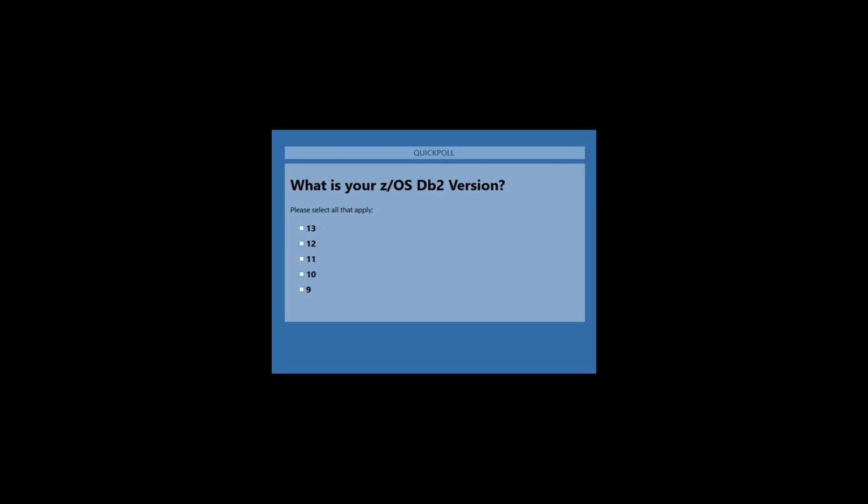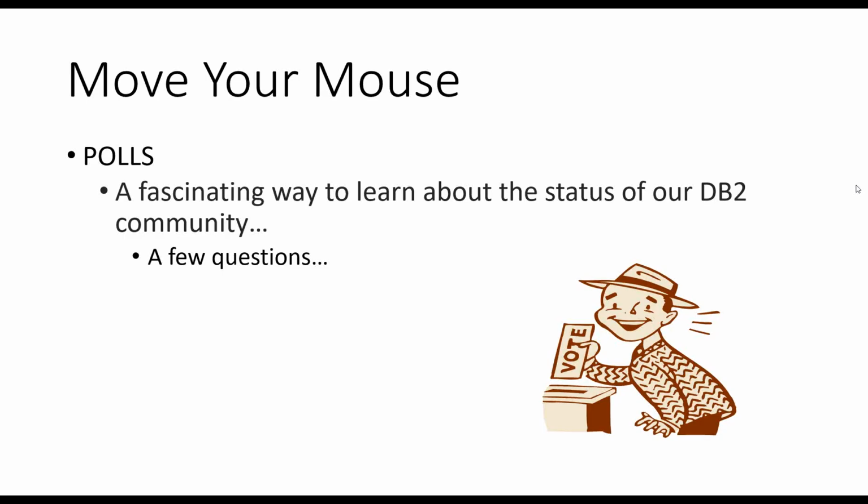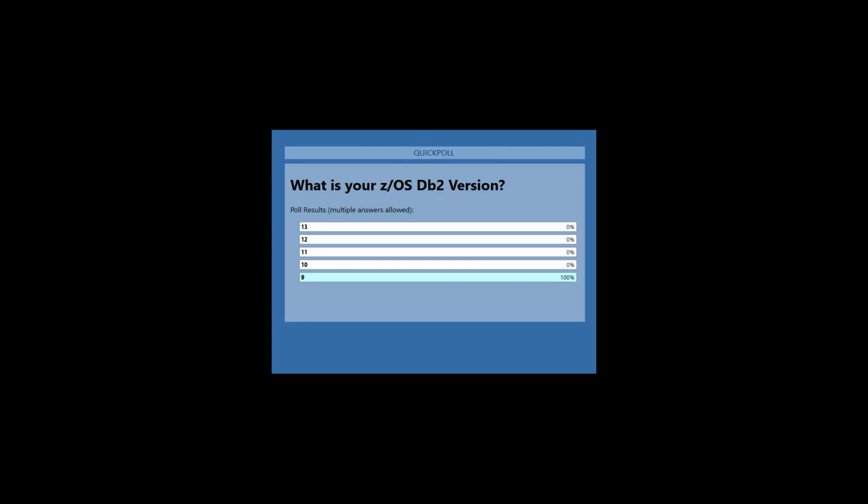Okay, let's look at what you're running on Z. If anybody is from Z today. Okay, we have about 20 seconds. Looks like no one is from Z. Oh, we got a few responses. All right, closing the poll, sharing the result. 100% on 9. Wow, that's pretty old. That's the legacy.